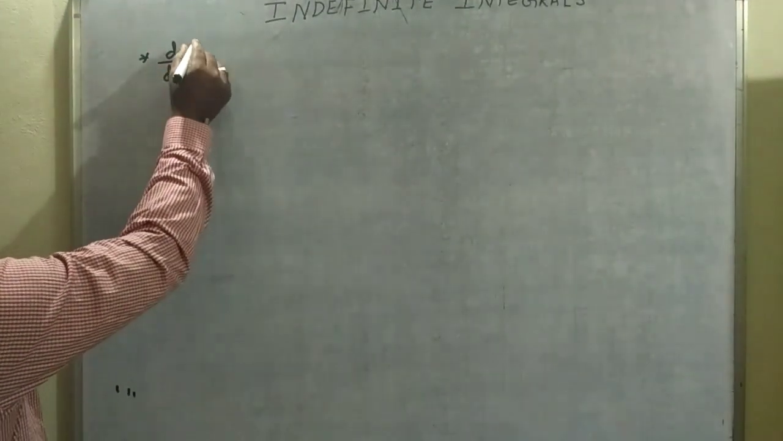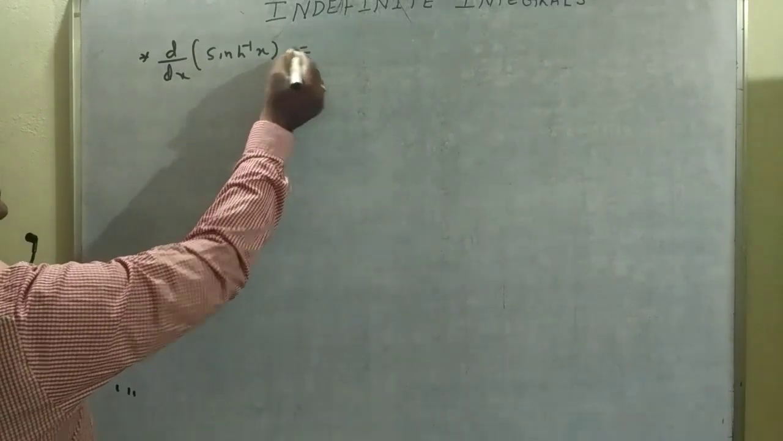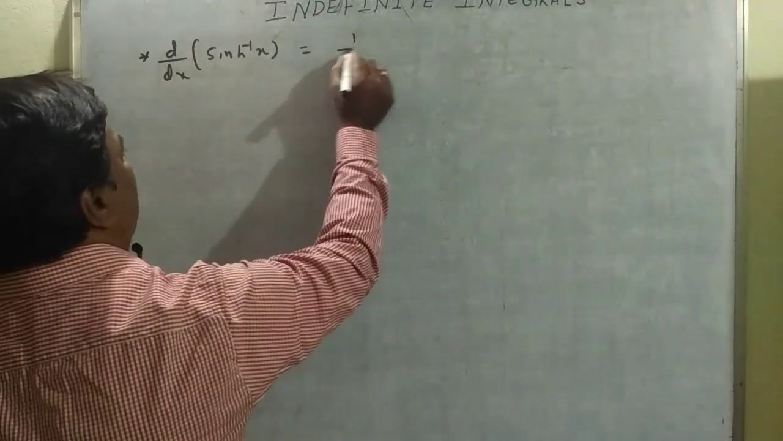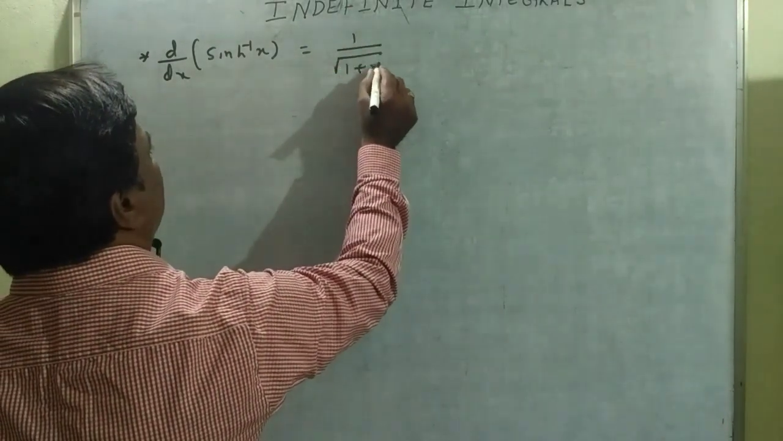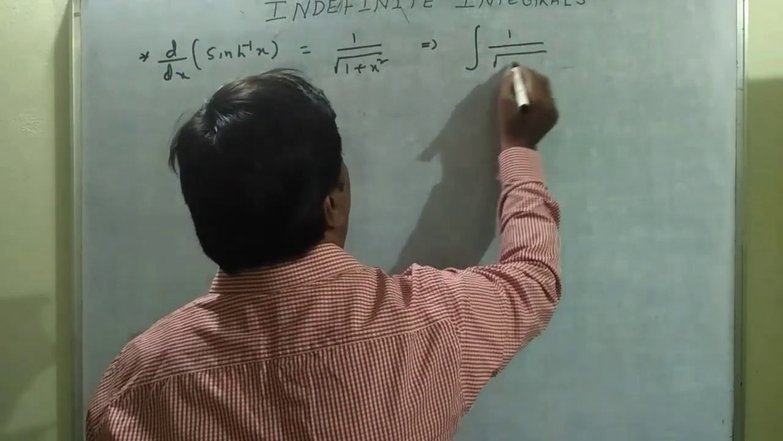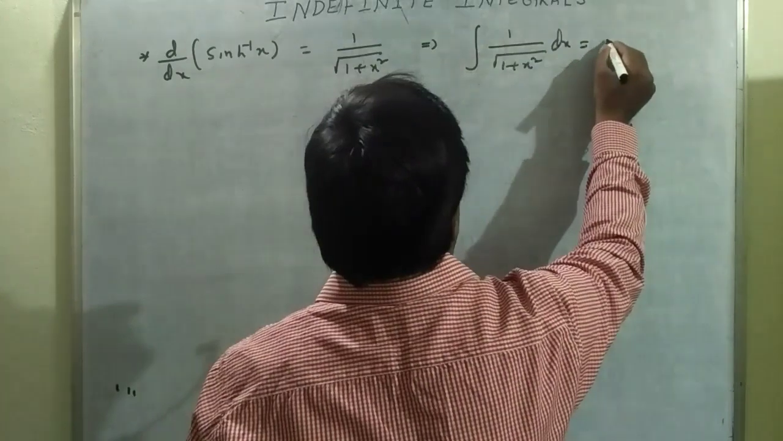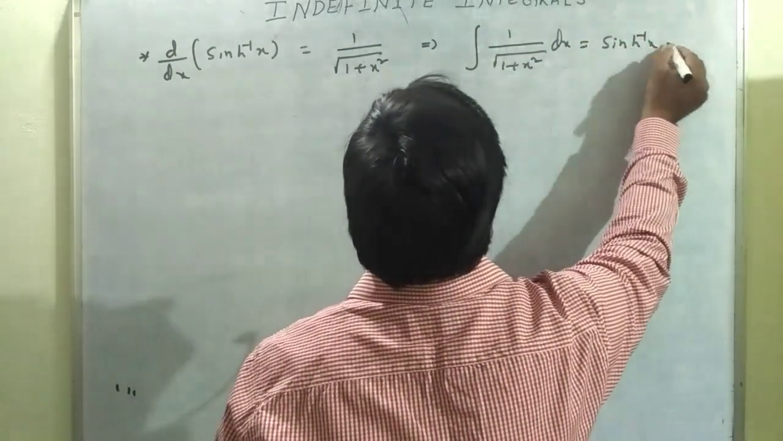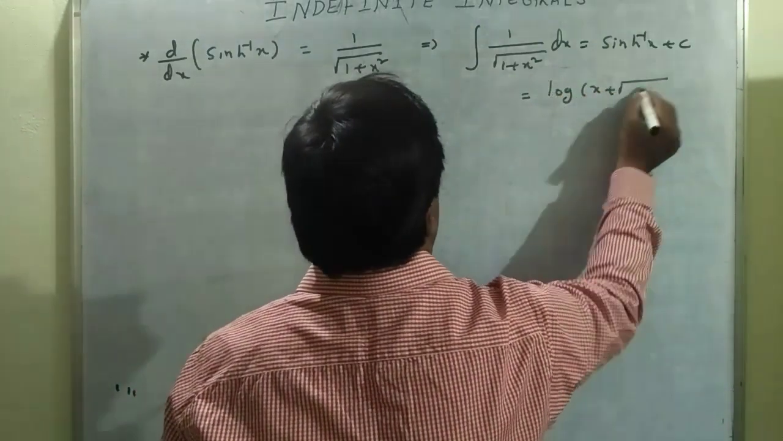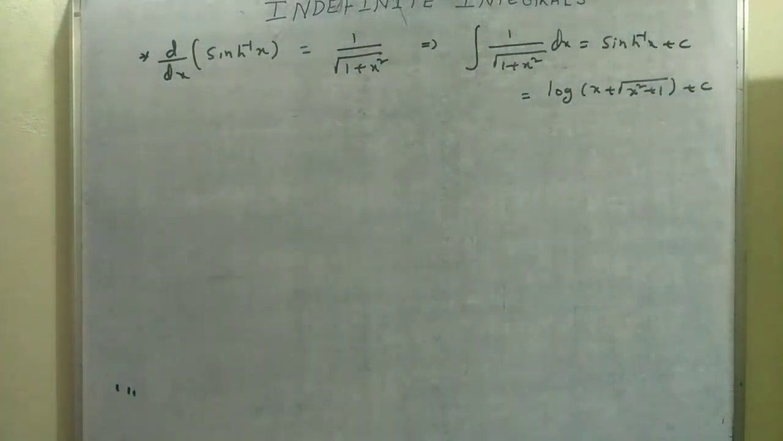d/dx of the inverse hyperbolic function sinh inverse of x, we already know, is 1 by root of 1 plus x squared. The reverse process of differentiation is integration, that is, the integral of 1 by root of 1 plus x squared dx is equal to sinh inverse of x plus c, or log of x plus root of x squared plus 1, plus c.